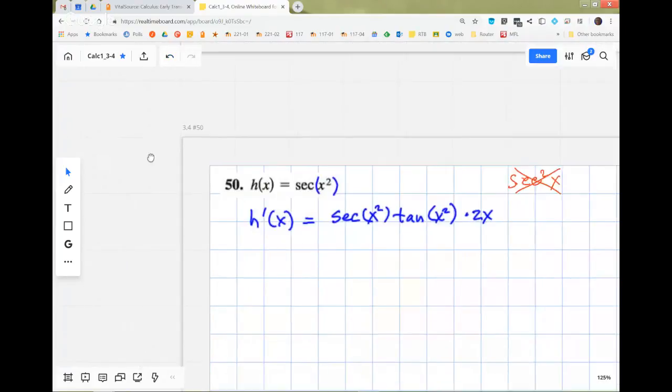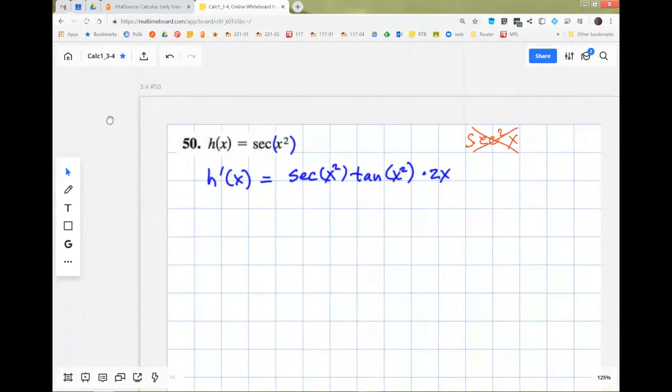The next one I've chosen is number 50. And this one won't take long. The secant of x squared. I put parentheses around x squared because that's what's meant, right? The secant of that whole x squared part. Please note that this is not the same as secant squared of x. Secant squared of x means secant x times secant x, which is not what this is.